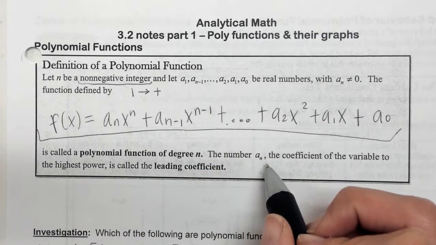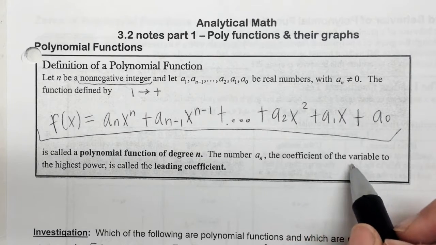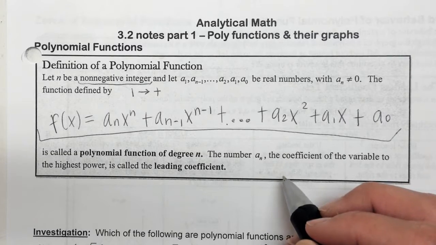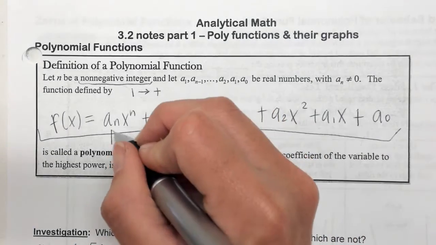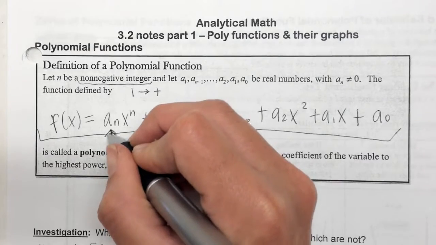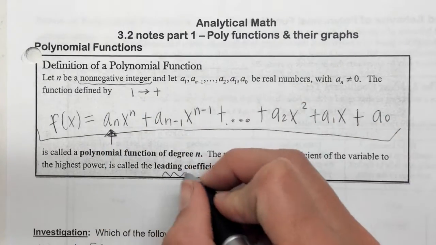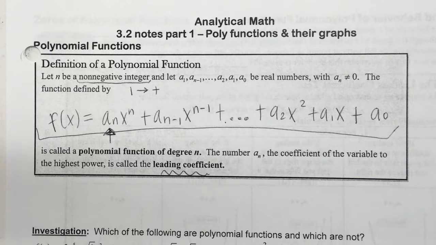The number an, the coefficient of the variable to the highest power, is called the leading coefficient. So this part right here, the first number that has the highest power, is called the leading coefficient. And you'll see why that's significant in just a minute.